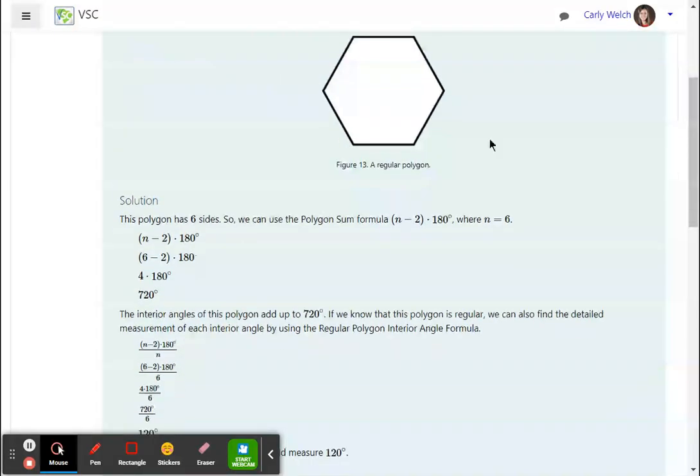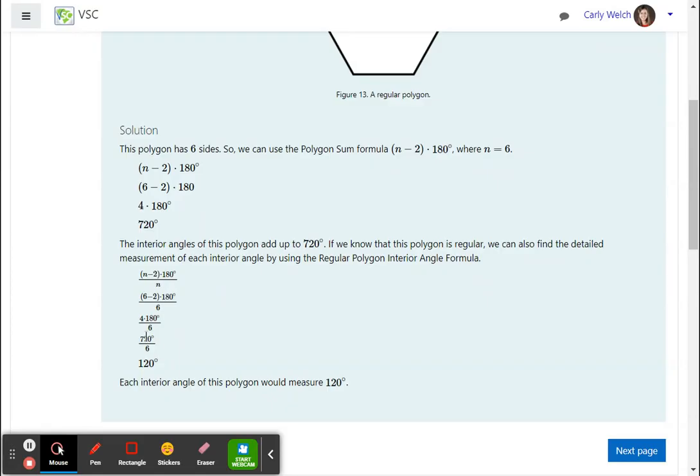So here we've got 6 sides. 6 minus 2 times 180: 6 minus 2 is 4, and 4 times 180 is 720. If I wanted to find the measure of one angle, I would take that 720 and divide by the number of sides, which is 6. So the measure of each interior angle is 120.